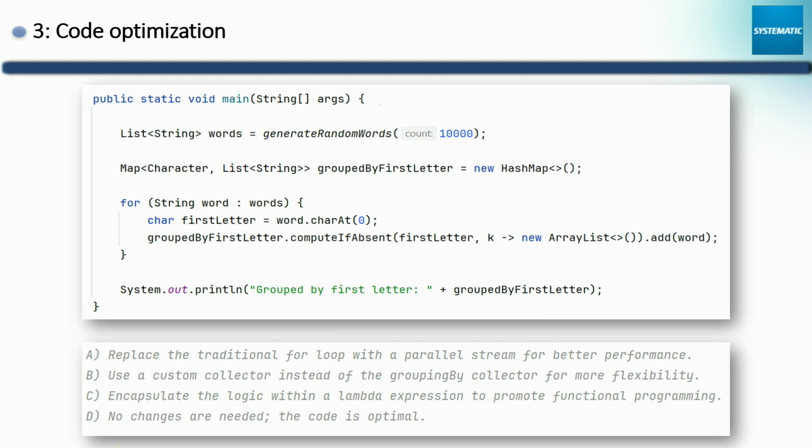And among the answers, I read the answers now, and afterwards you will submit one of them. First one is to replace the traditional for loop with a parallel streams for better performance. Option B mentions to use a custom collector instead of grouping by collector for more flexibility. C mentions that we can encapsulate the logic within a Lambda expression to promote functional programming. Or D mentions that no changes are needed. Maybe the code is indeed optimal, and none of those answers could improve it from a certain perspective.